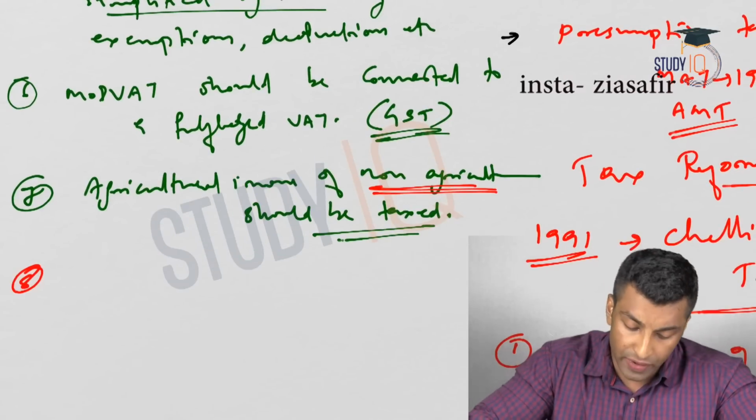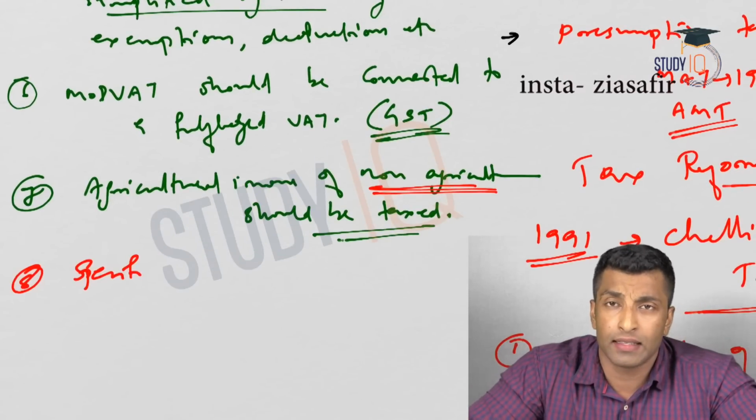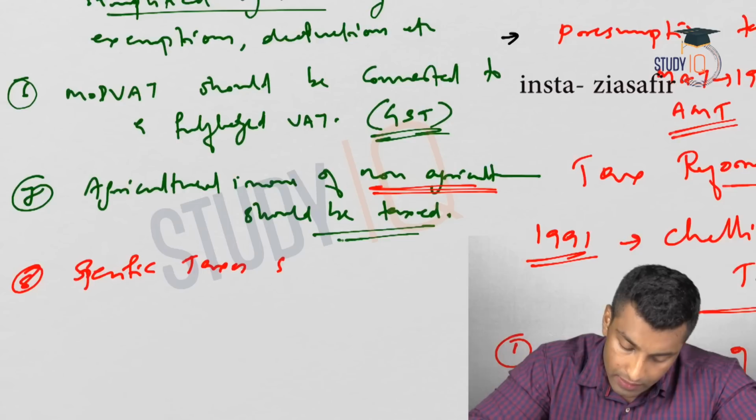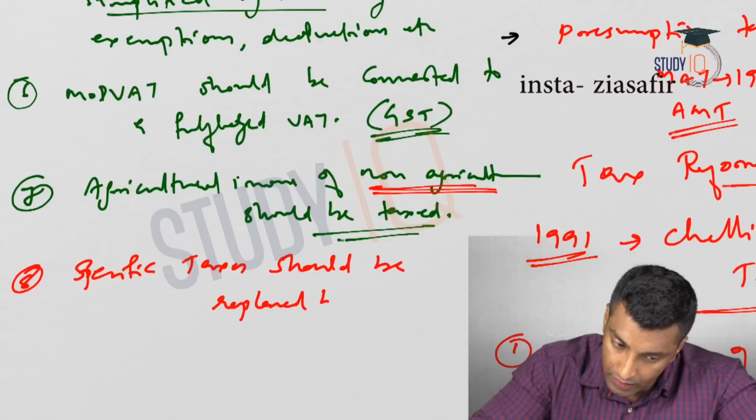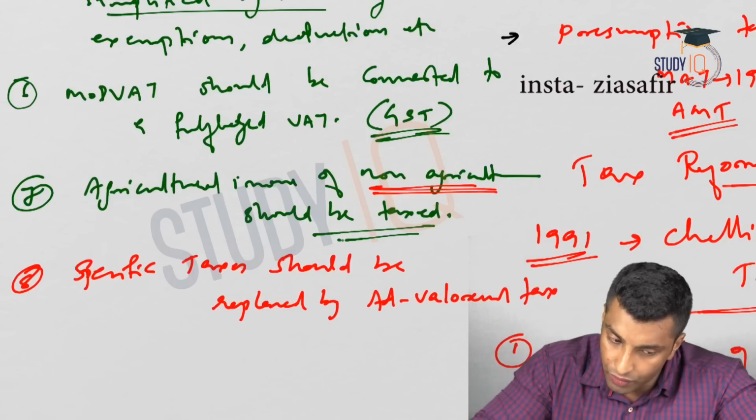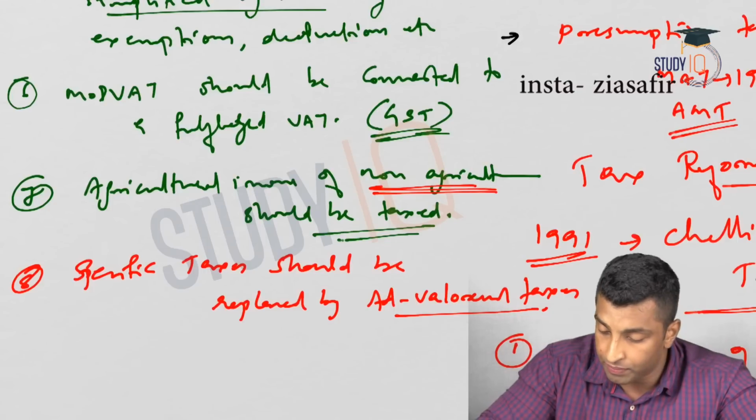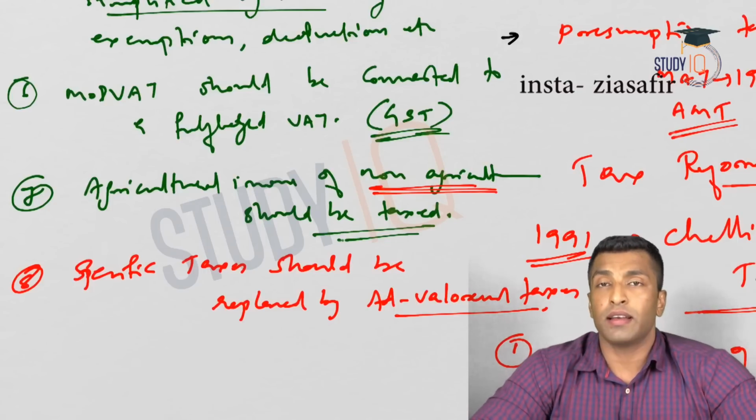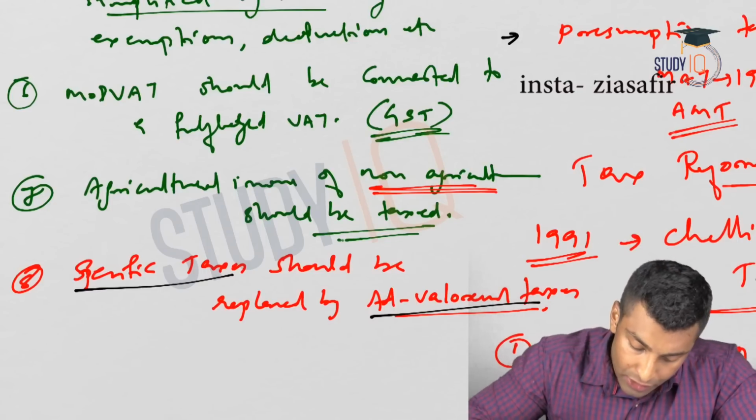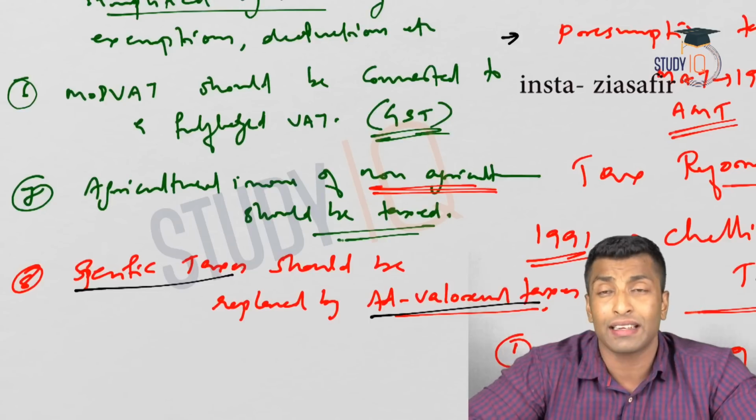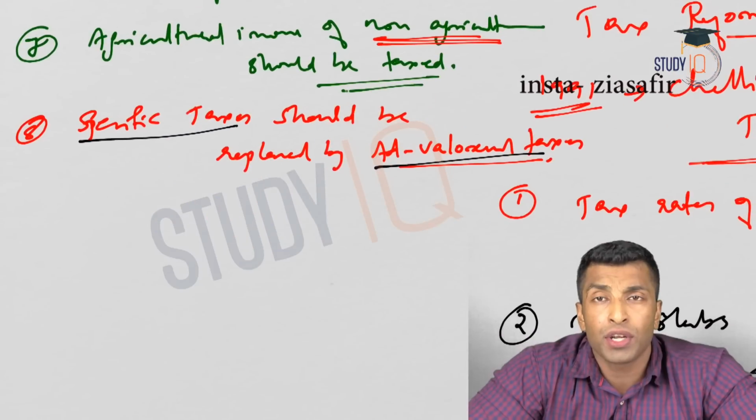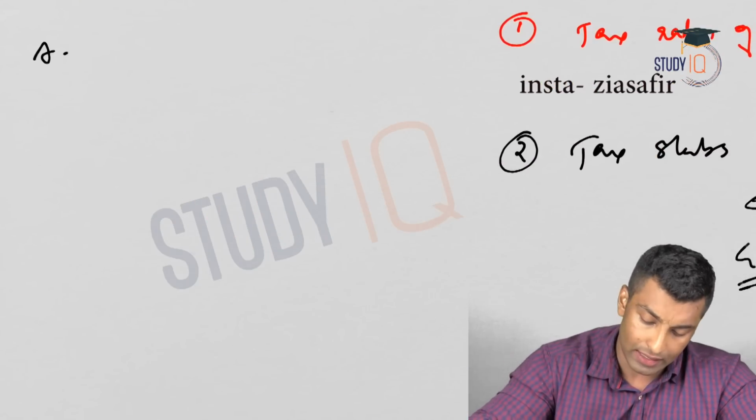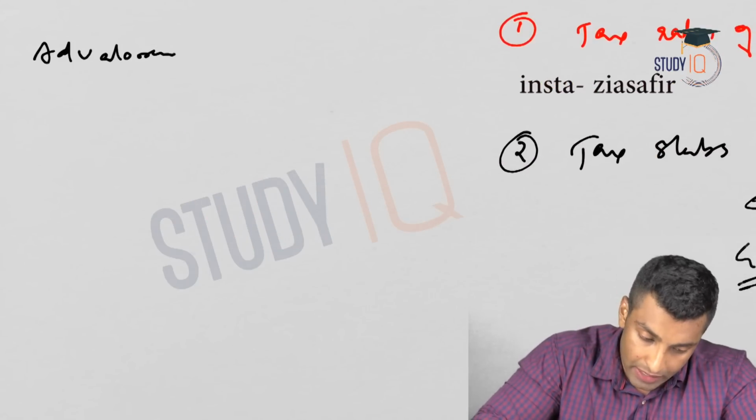The next recommendation is also very important. There are some specific taxes, and the specific taxes should be replaced by ad valorem taxes. I will explain these two terms. Specific taxes and ad valorem taxes are not actually taxes; they are methods or ways of imposing taxes. So let me explain this.